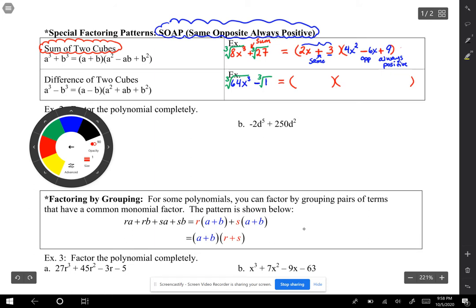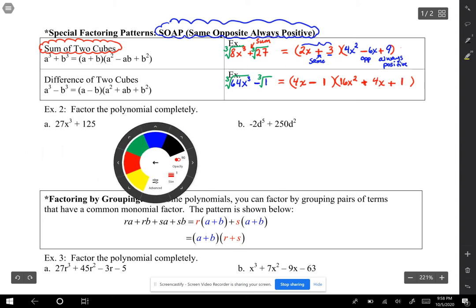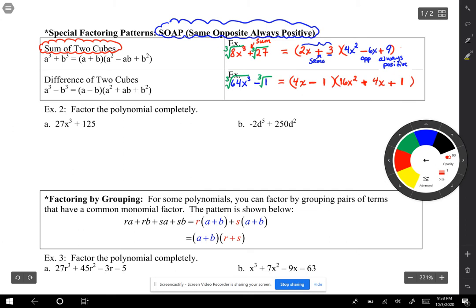Here we go. So this original problem has a minus. So same, opposite, always positive. Okay. And so the cube root of 64 is 4. And the cube root of x to the third is just x, one of them. And then the cube root of 1 was 1. Okay. Inside the second parentheses, 4x times 4x is 16x squared. Multiply the 4x and the 1 together. And then 1 times 1. There we go. And that is factoring a difference of 2 cubes.